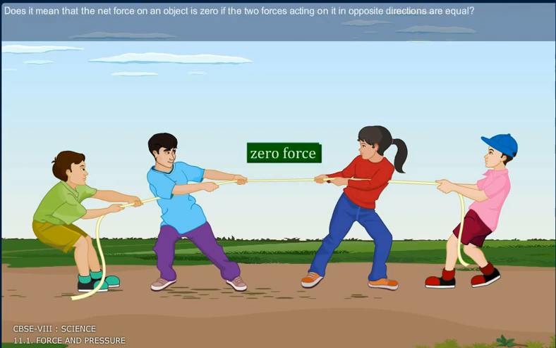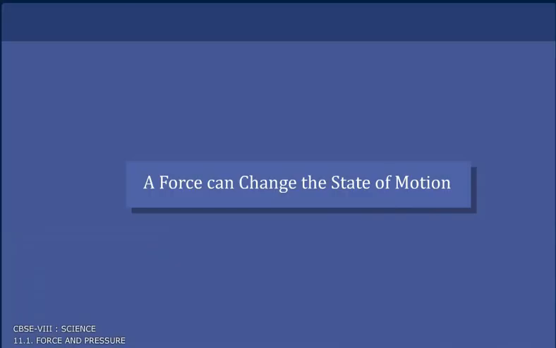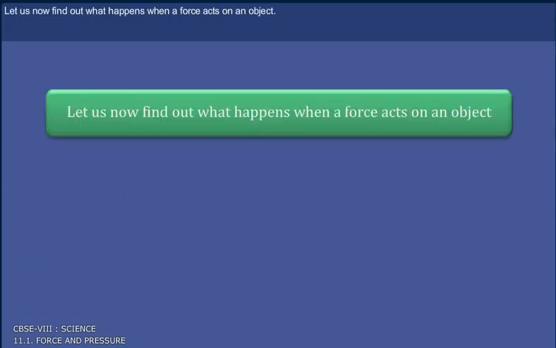Does it mean that the net force on an object is zero if the two forces acting on it in opposite directions are equal? In general, more than one force may be acting on an object. However, the effect on the object is due to the net force acting on it. Force can change the state of motion. Let us now find out what happens when a force acts on an object.